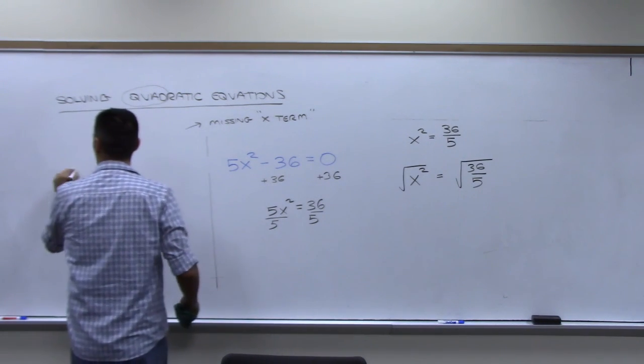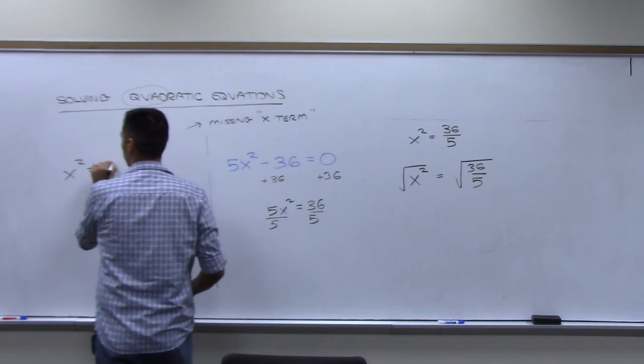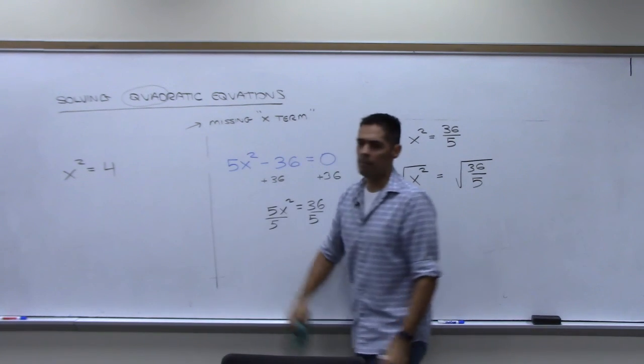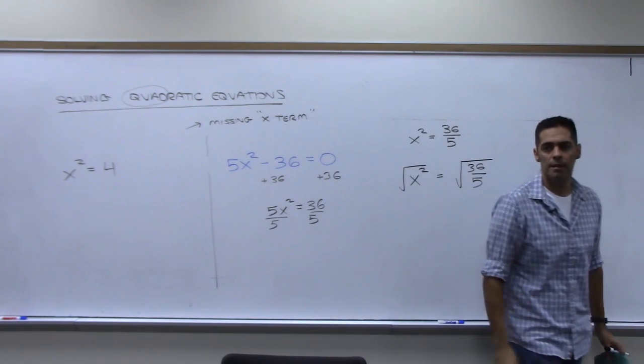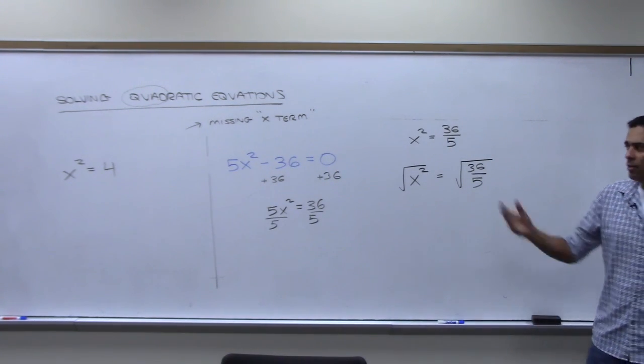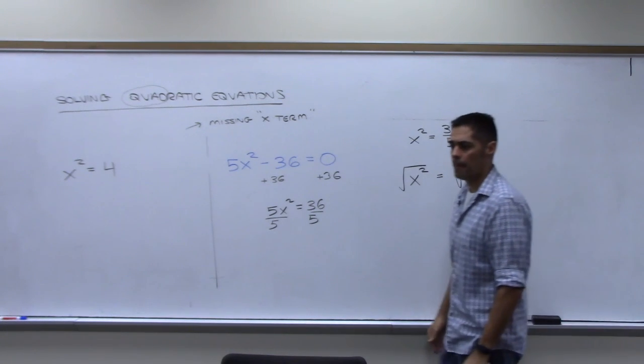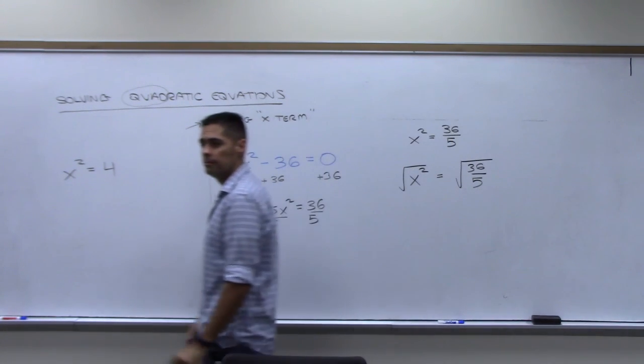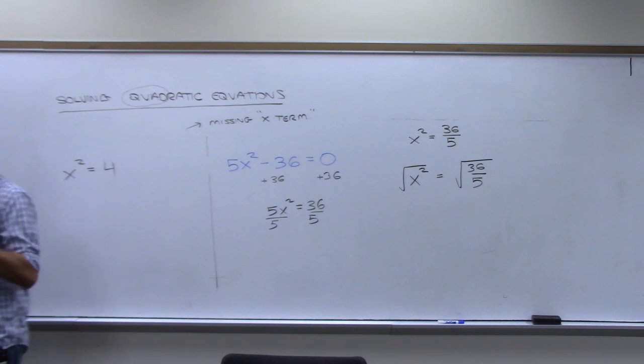What if I told you right now that some number squared was 4? What's the number? 2. Is that the only number? I agree. 2 times 2 is 4. What else would work? Has to be the same number, though. What's that? Negative 2 times negative 2.